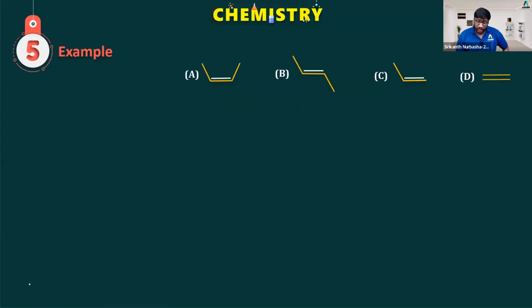Compare here A, B, C, D. First look at the number of carbon atoms. A has how many carbons? 4 carbons. B has 4 carbons. C has 3 carbons. D has 2 carbons. So I can say the A, B set will have the greater value. Then you have C, and then you should have D.